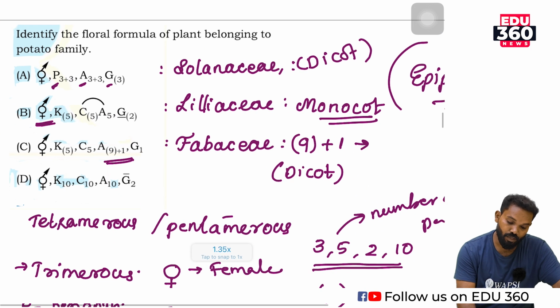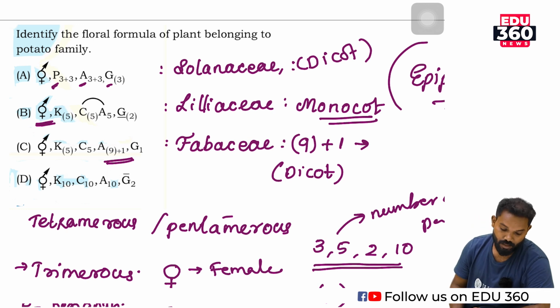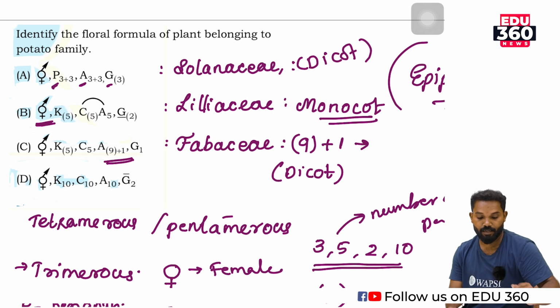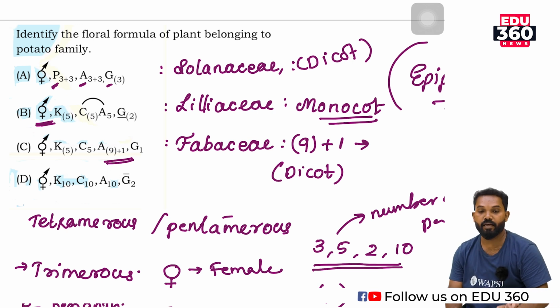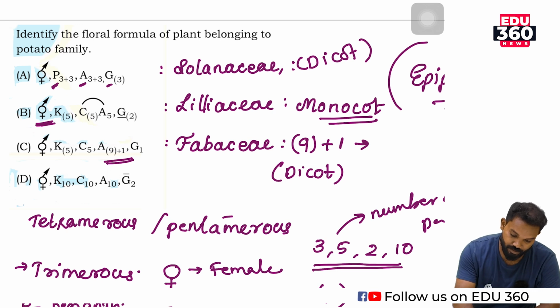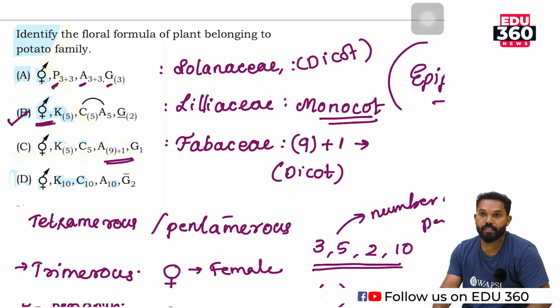So it is bisexual, then calyx 5 and corolla 5, both gamosepalous and gamopetalous. The androecium contains 5 stamens in the epipetalous condition, then the gynoecium is hypogynous, bicarpellary and syncarpous. So the answer is option B. Option B. Okay, clear?